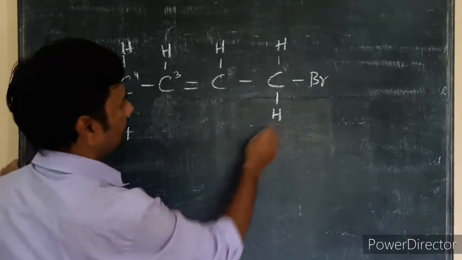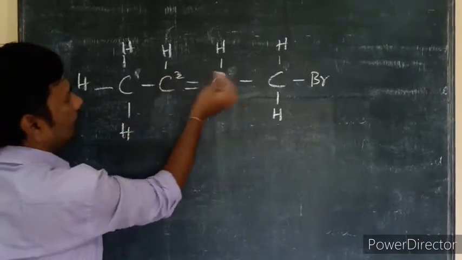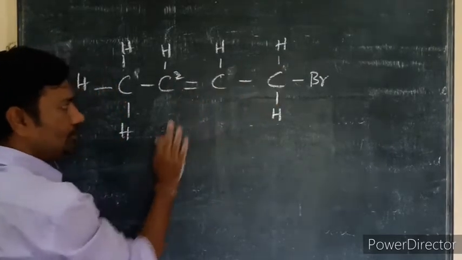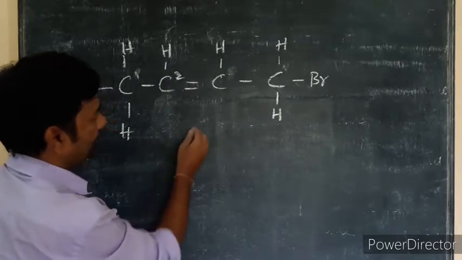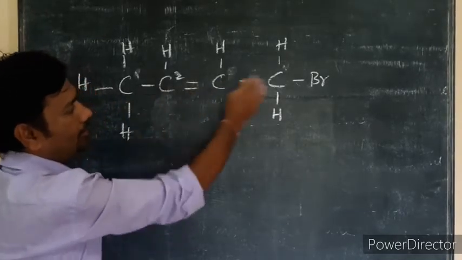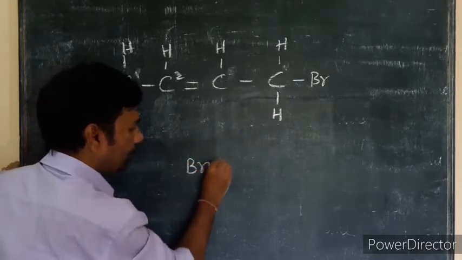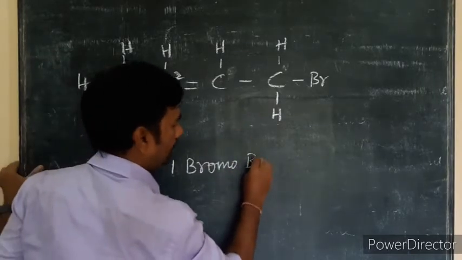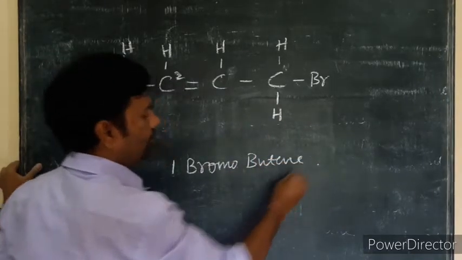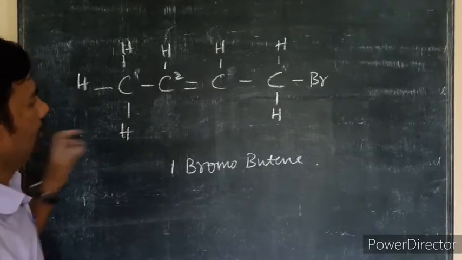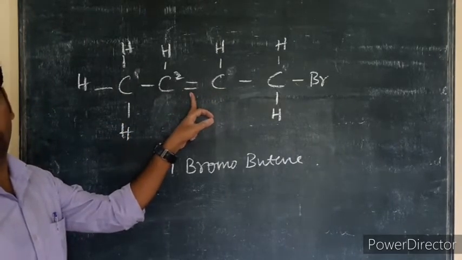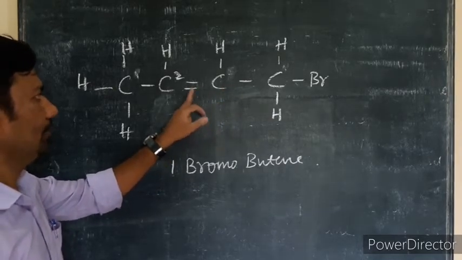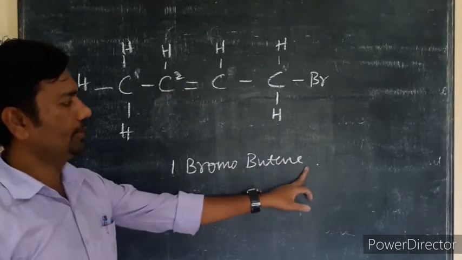Now if you name it, 1, 2, at place 2 you will get, here also 1, 2, at place 2 only you will get, so it is as it is. At the second place only, whether you go like this or like this, you can name it as bromo. 1-bromo, 4 means butene, 1-bromobutene. And the double bond will be at position number 2, so it will be 1-bromobutene. Okay, thank you.